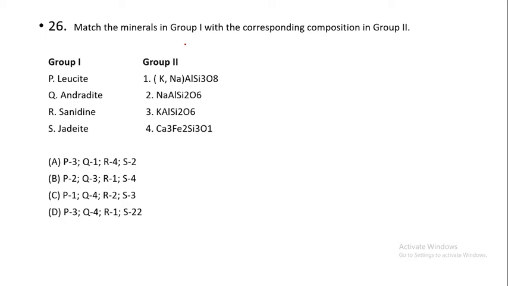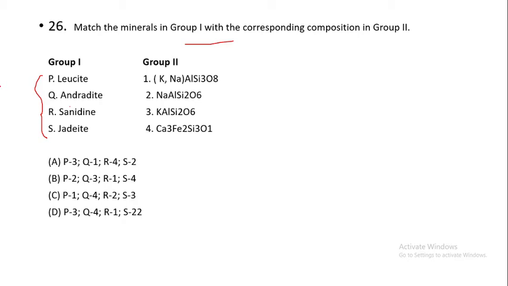The next question is a match the following, and this is also from that part. Here is a very direct question. What we need to know is the chemical composition of various minerals. Group 1 is first leucite, second is andradite, then third is sanidine, and fourth is jadeite. These all are the options, and the chemical compositions are given. This is prior knowledge. What we need to do is just remember the chemical composition. There are no other formulas for such questions.